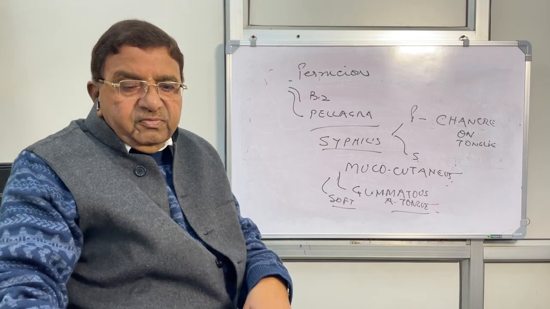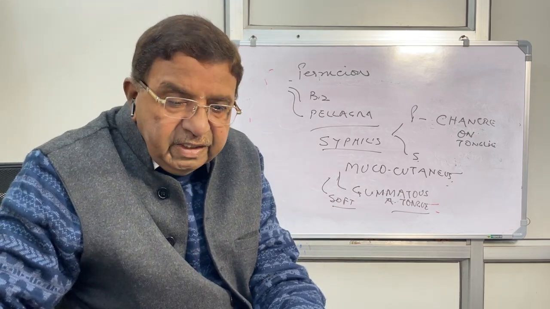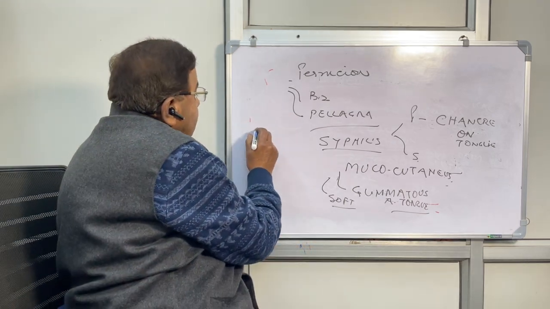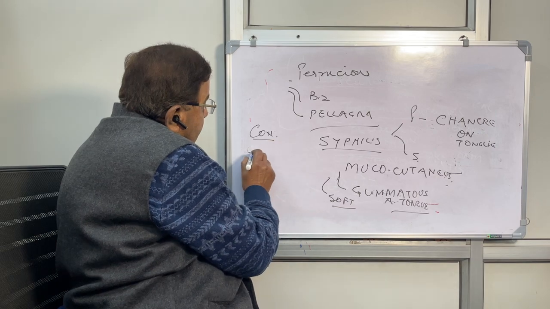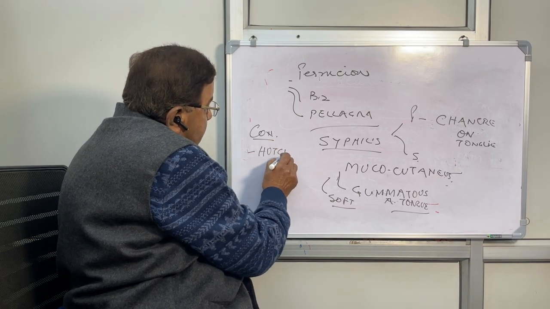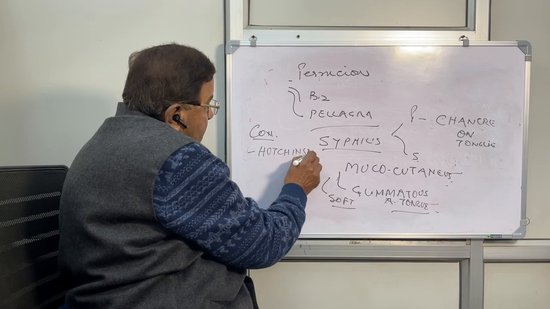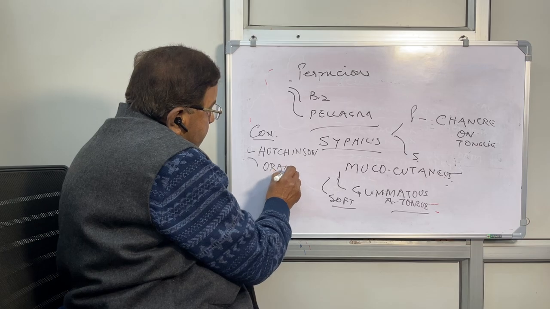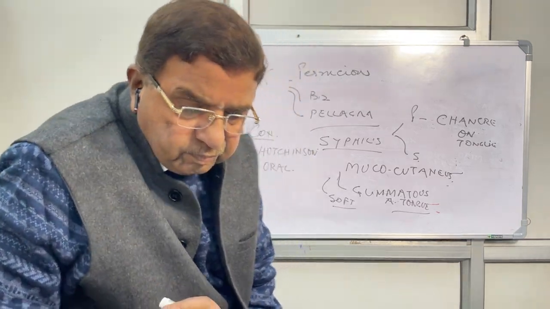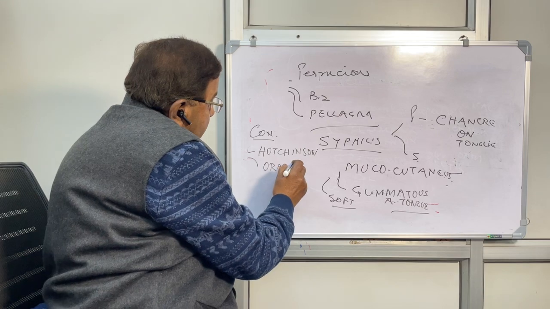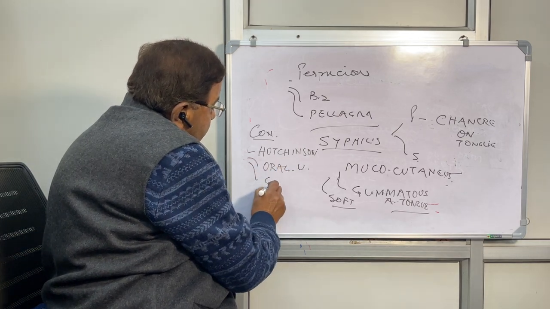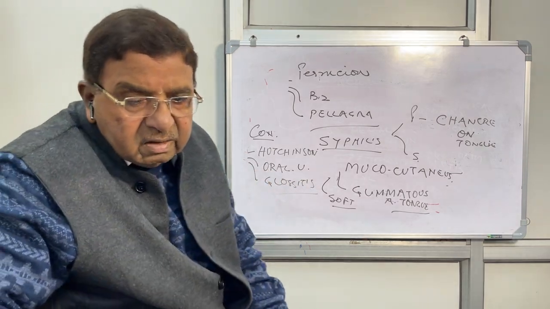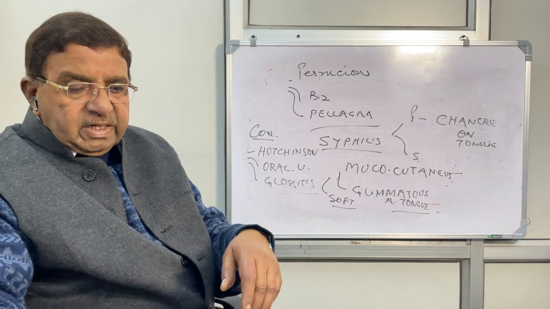Then in congenital syphilis, Hutchinson's teeth, glossitis and angular stomatitis. What will happen in congenital syphilis? Hutchinson's teeth, irregular shaped teeth. Then oral ulcerations and glossitis of the tongue. These are present in congenital syphilis.